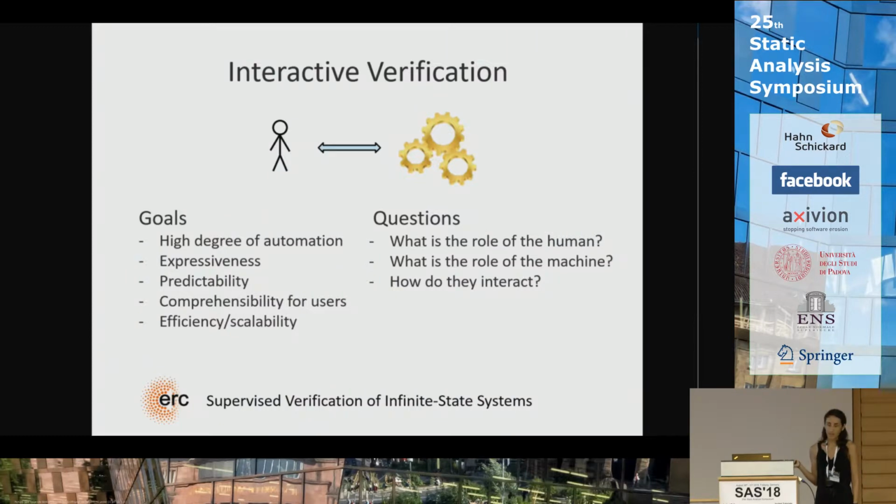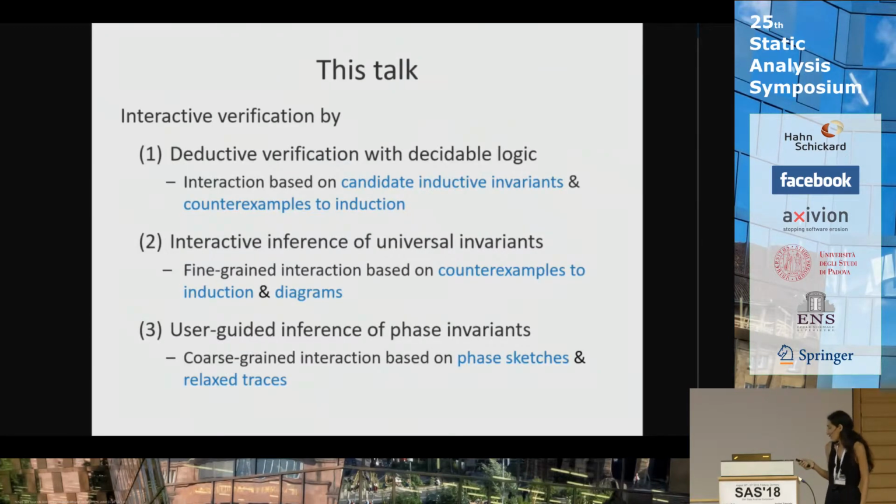So what would be the role of the user, what would be the role of the machine, and how will they interact? In this talk, I want to present three attempts to realize this idea of interactive verification, three forms of interactive verification. The first is just deductive verification, where we use decidable logic, and this lets us have an iterative process where the user interacts with the system based on counterexamples to induction.